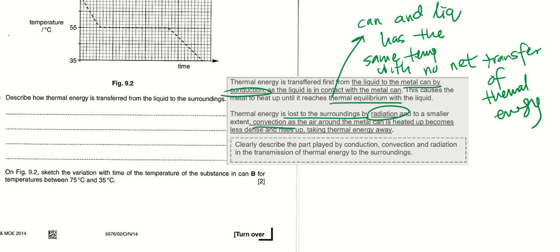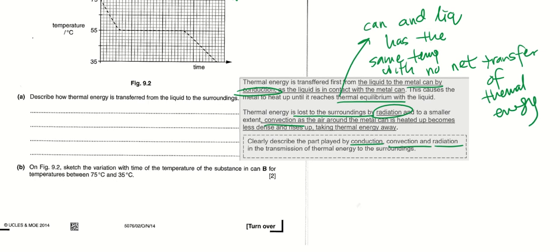Okay, so thermal energy is lost to the surrounding by radiation, and to a smaller extent convection, as the air around the metal can is heated up, becomes less dense and rises up, taking thermal energy away. So you need to talk about conduction, convection, and radiation.